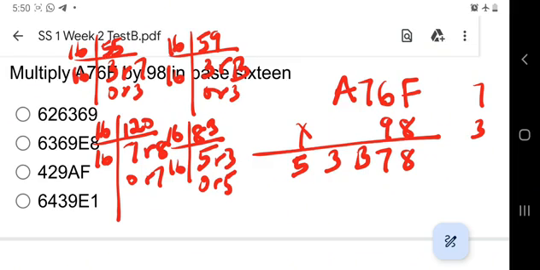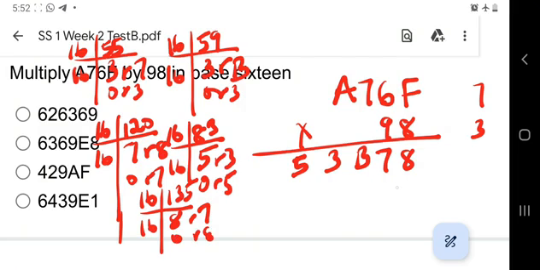So 9 times F, which is 15, that gives 135. So we convert 135 to base 16 now. 135 divided by 16 gives 8. So 8 times 16 gives 128. And subtract it from 135, that gives remainder 7. Then 16 here, that is 0, remainder 8. So we write 7 here, we carry 8.